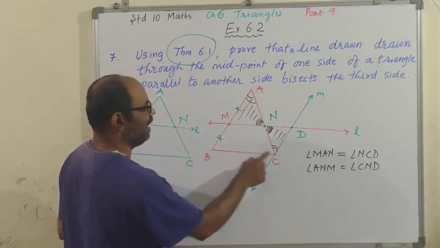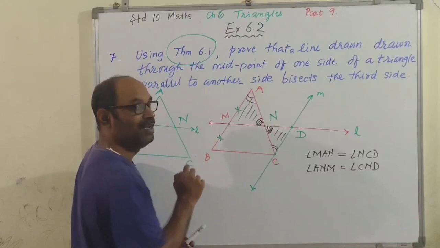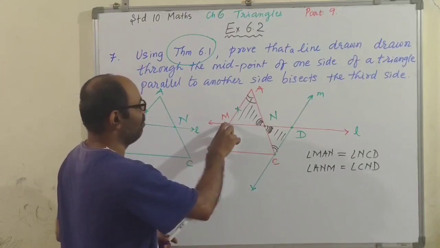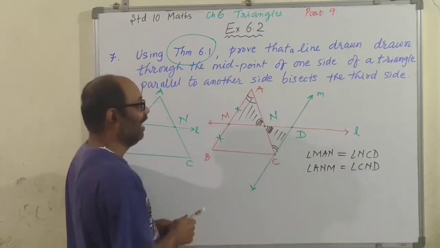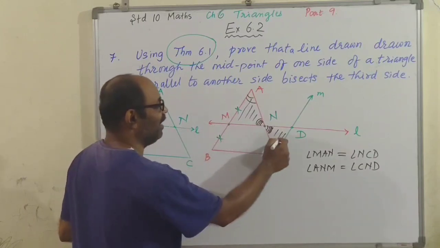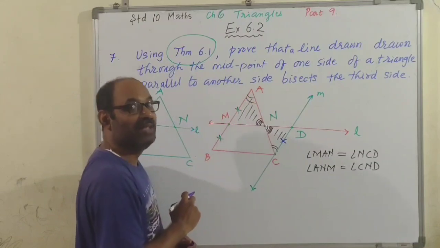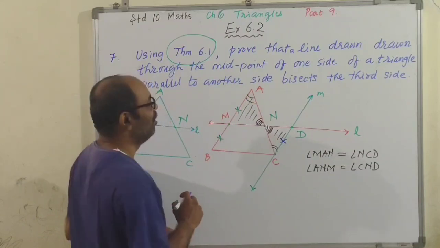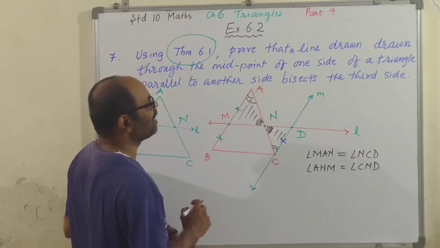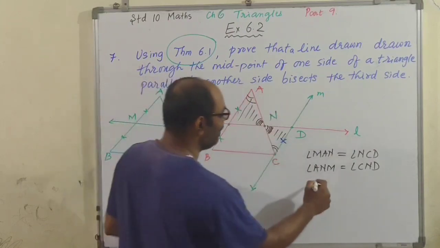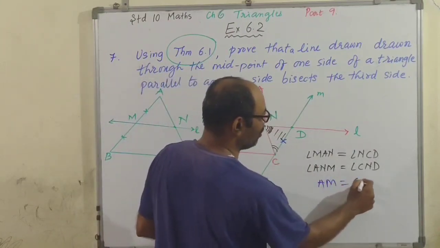So quadrilateral BCDM is a parallelogram. So you can say BM equal to CD. Correct? And BM is also equal to AM. So what can you say, children? AM equal to CD.